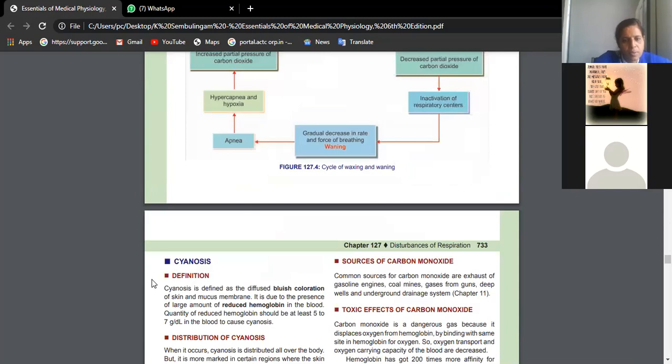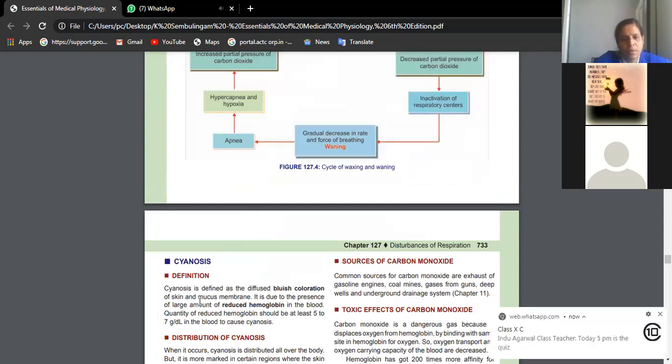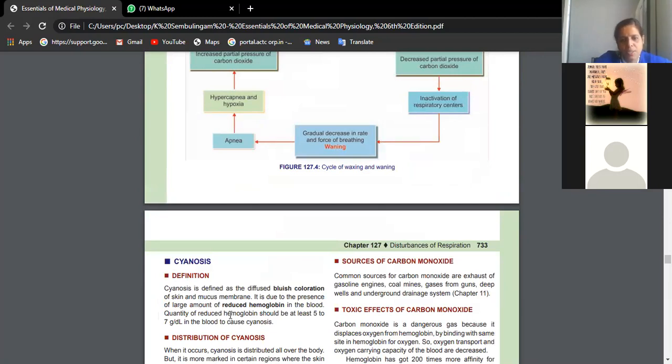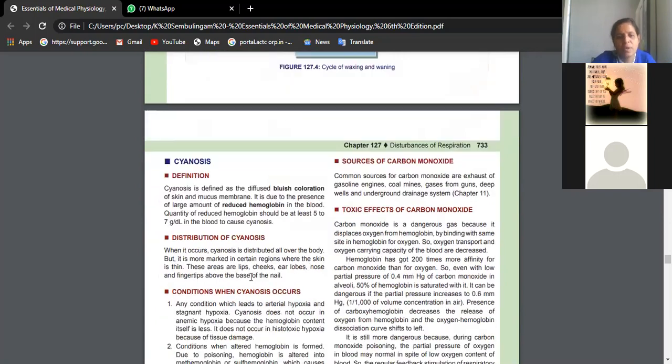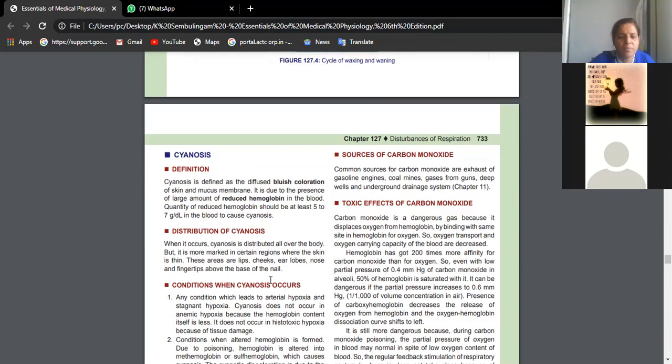See. Cyanosis is bluish coloration of skin and mucous membrane due to the presence of a large amount of reduced hemoglobin. Reduced hemoglobin means carbon dioxide concentration in the blood has increased. That's what is cyanosis. Okay. So where do we see bluish discoloration? Lips, cheeks, in small children earlobes, nose, fingertips, base of the nails.